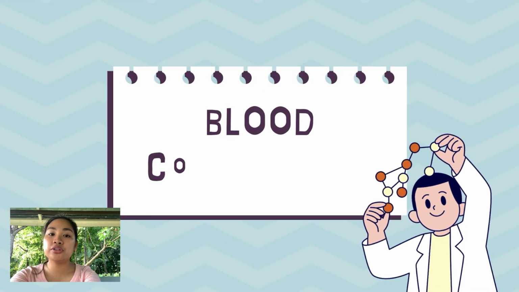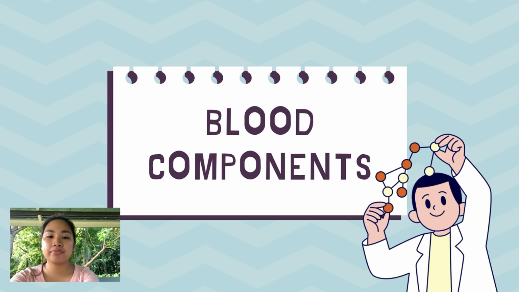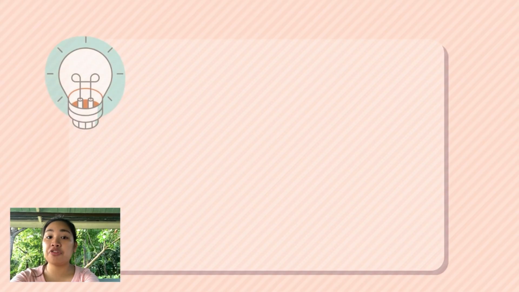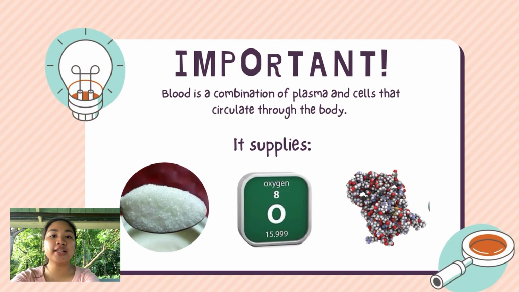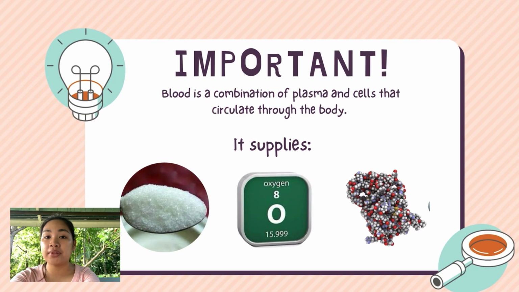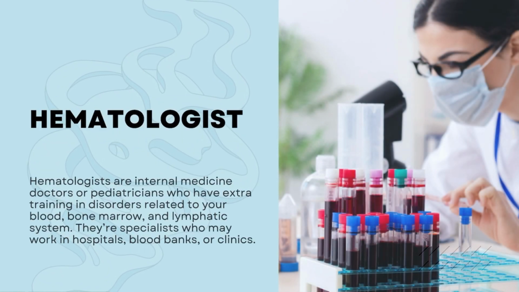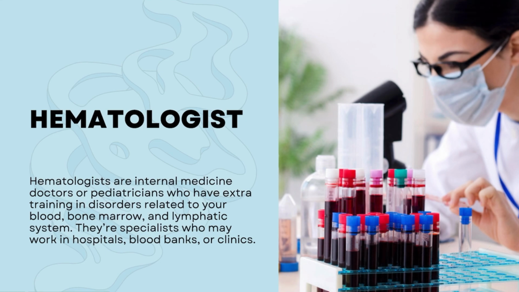Now, let us move on to the blood components. Blood is a combination of plasma and cells that circulate throughout the body. It supplies essential substances such as sugar, oxygen, and hormones to cells and organs and removes waste from the cells. Hematologists work to identify and prevent blood and bone marrow diseases. They also study and treat the immune system, blood clotting, and blood vessels.